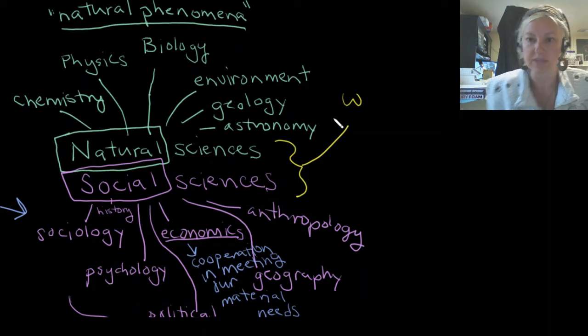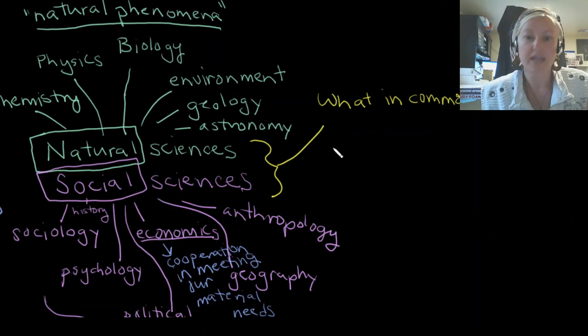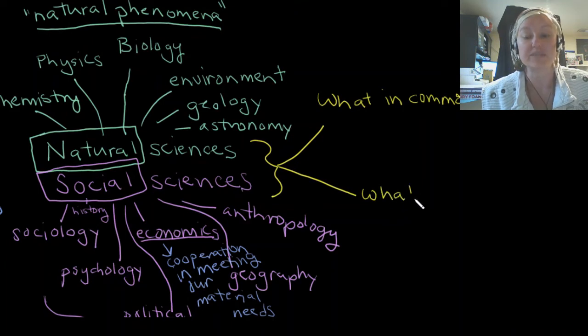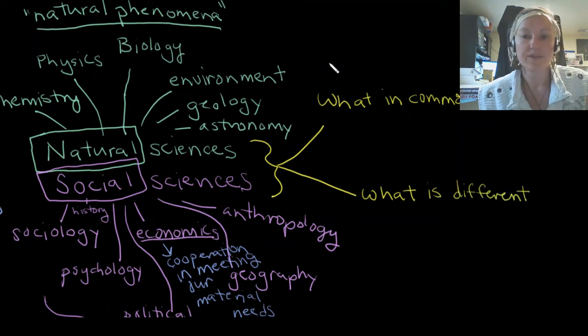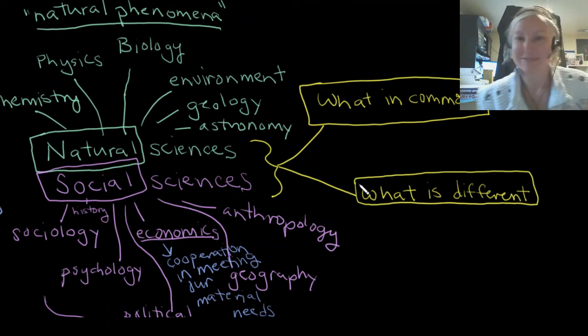Wowee. I spelled that word wrong. Fixed it. What in common? And what the social and natural sciences have not in common. What's different between them? What's your guess? What do you think? What do you think the two types of sciences have in common? And what do you think the two types of sciences have that are unique to them? In common. Hypotheses.